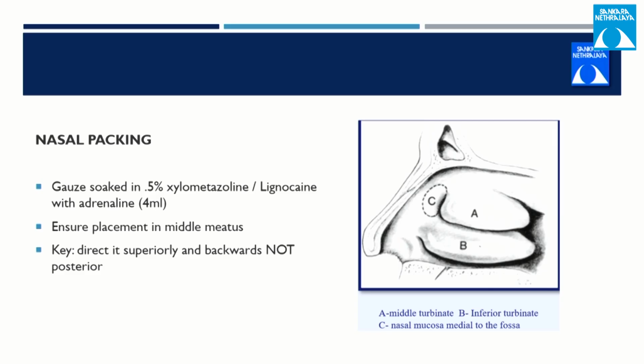So when you do a DCR, how do we know that the assistant has done a good packing? You will see this gauze once you open up the sac, the mucosa. Once you open up the mucosa, you should see the gauze. Then only the packing is good. Otherwise, the packing was not good.